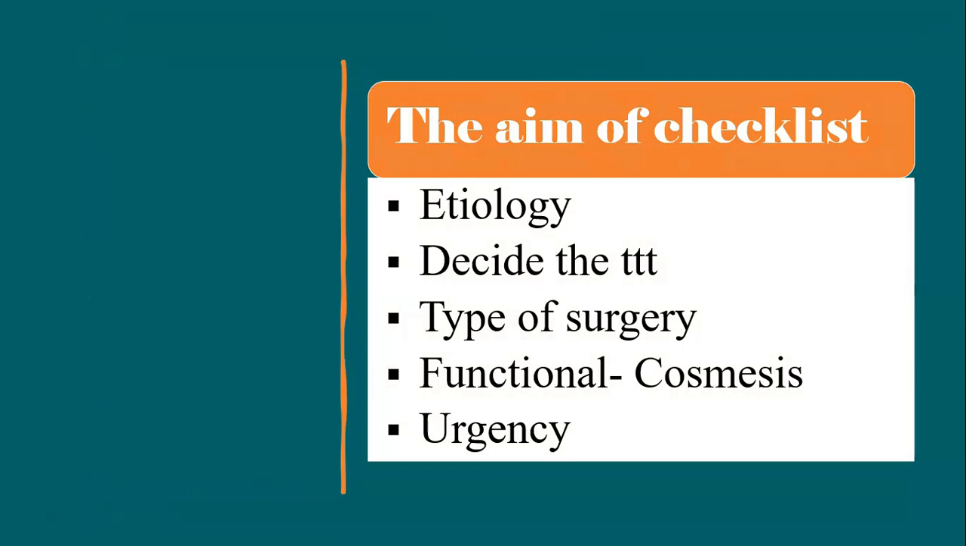Because ptosis per se is not a diagnosis. And also in order to decide the line of management: if we are going to do surgery, what kind of surgery? Because we have different types of surgeries for ptosis. And what is the goal of surgery? For example, is it functional, to restore vision because the eyelid is covering the pupil and there is a risk of amblyopia, or is it just for cosmesis? And we have to decide again about the urgency of establishing the diagnosis and treatment.